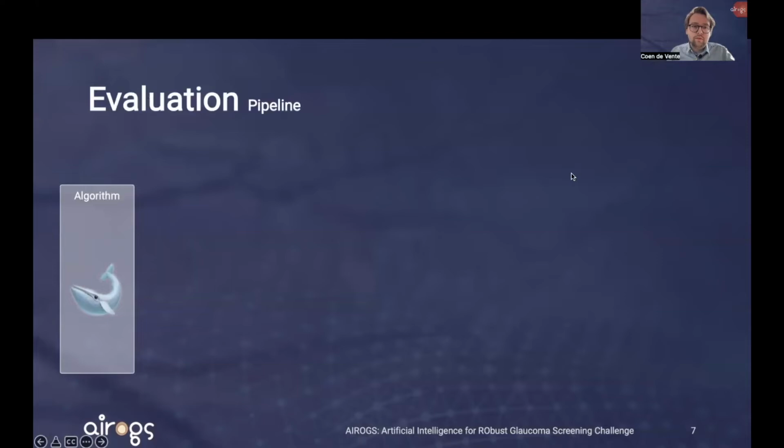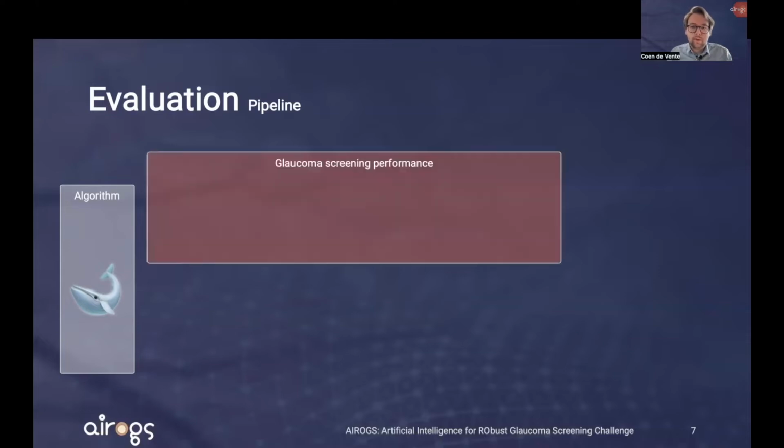And then the evaluation pipeline looked like this. People provide an algorithm that I upload to our evaluation platform. So they do not run their algorithms on their sites and then on our test set, but we run their algorithms on our test sets on our site. And the first part of the performance evaluation is for glaucoma screening.